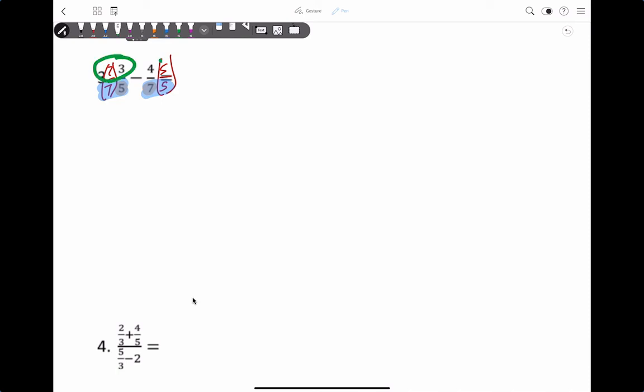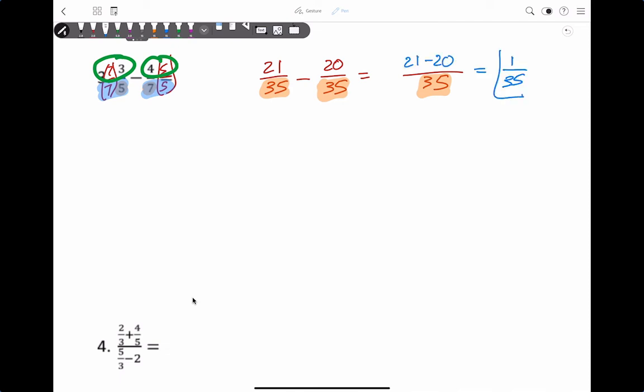Up here, multiplying these numerators, we would have 21 over 35. We would have 20 over 35. And now when we subtract, it has a common denominator of this 35. When you have a common denominator, then you can combine those numerator pieces and say 21 minus 20, which would give me 1 over 35.